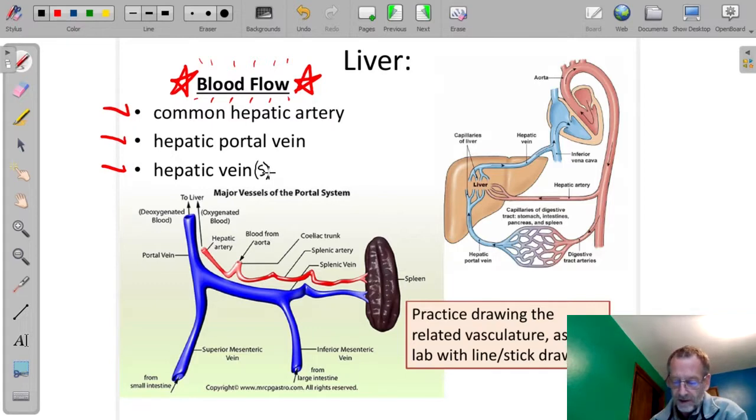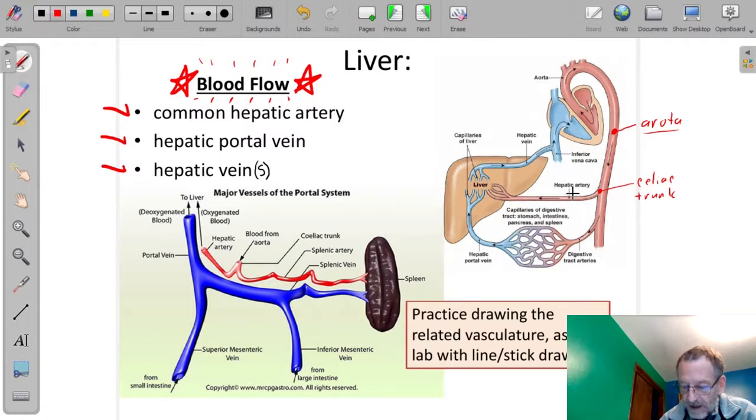So let's start over on the figure with the figure on the right. And here, of course, is the aorta. This would be good practice to trace a drop of blood from the heart to the liver and do the circulation. Notice that there are two blood flows going into the liver. The first one is the hepatic artery. Right here would be our celiac trunk, where we have a common hepatic artery. This is taking oxygenated blood directly into the liver.